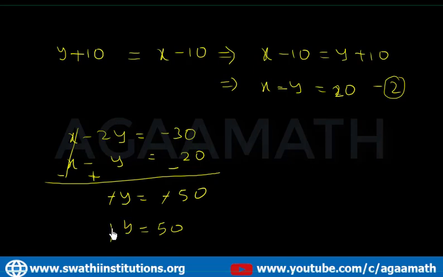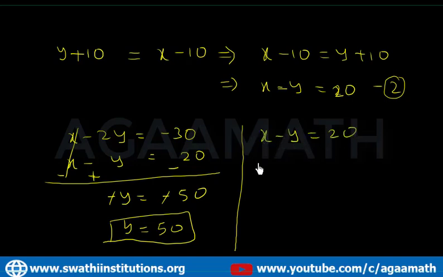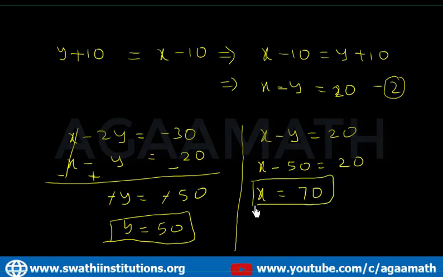If y equals 50, let us substitute the y value in any one of the equations. I would like to take equation 2, so x minus y equals 20, and here x minus 50 equals 20, so x equals 70, because minus 50 transfers to this side. So here A has 70 oranges and B has 50 oranges. This is how we find what A and B have.